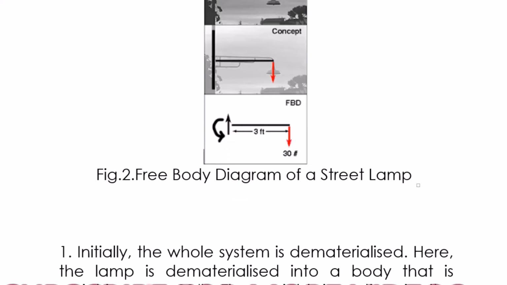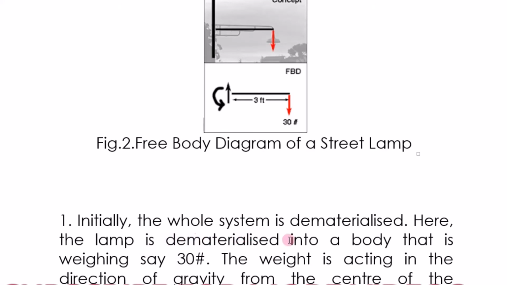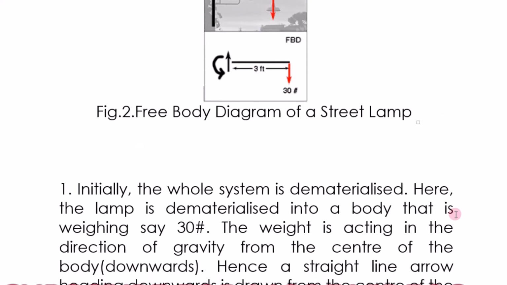If I explain one by one, initially the whole system is dematerialized. Dematerialized means we identify each element and connect it to its concept. Here the lamp is dematerialized into a body weighing, say, 30 units. The weight acts in the direction of gravity from the center of the body downwards. Hence a straight arrow heading downwards is drawn from the center of the lamp.